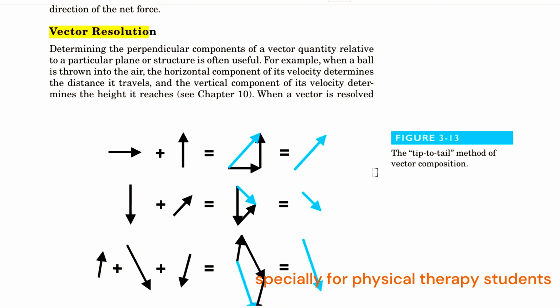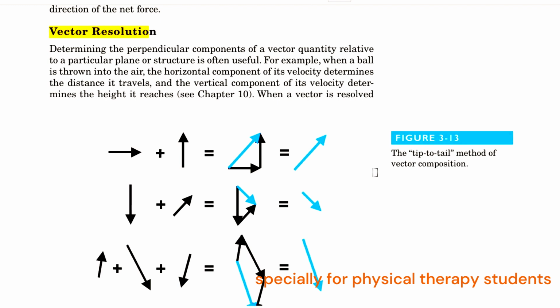What is a vector? A vector is simply, as we have discussed before, magnitude and direction: the size and the direction. You can take any object and just measure its size, simple as that, its magnitude, and at the same time its direction.